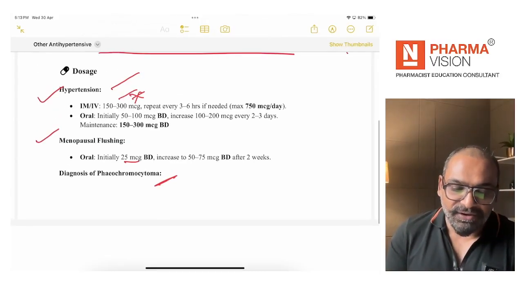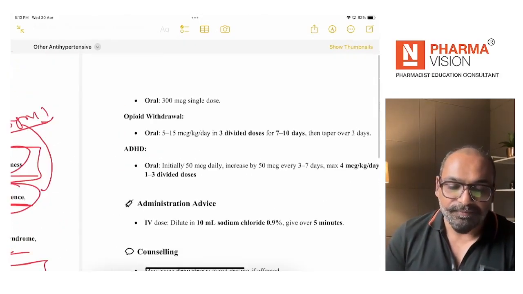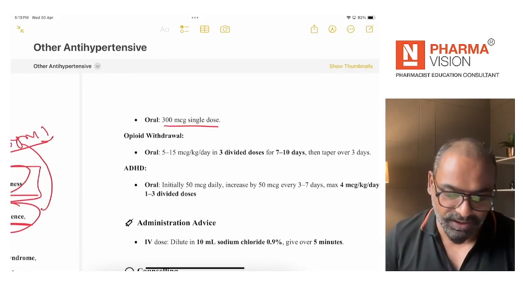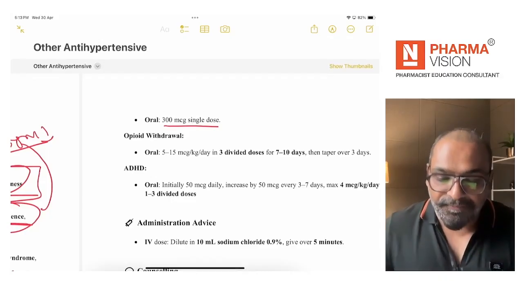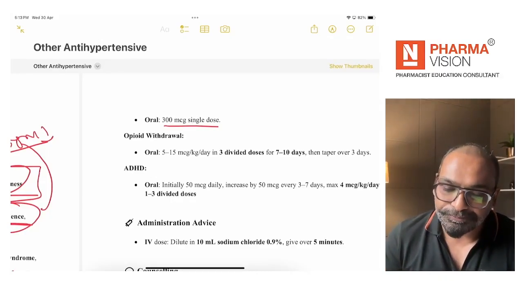Okay, let's try to understand what pheochromocytoma is through the physiological points. Okay, 300 microgram in a single dose. First of all, we have to understand what pheochromocytoma is.